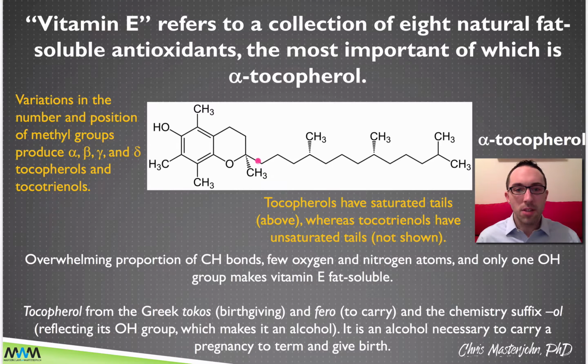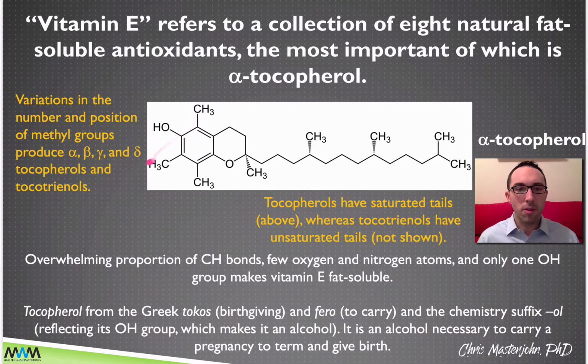If you see that there's a ring structure on the left and a tail structure on the right, the tail structure of all the tocopherols is the same, and it differs from the tail structure of tocotrienols in that tocopherols have a saturated tail. Tocotrienols have double bonds in this tail that makes it unsaturated. The difference between alpha, beta, gamma, and delta is in the ring structure.